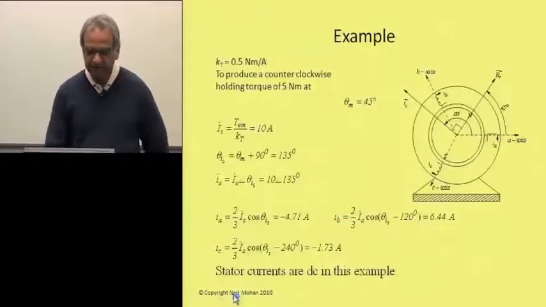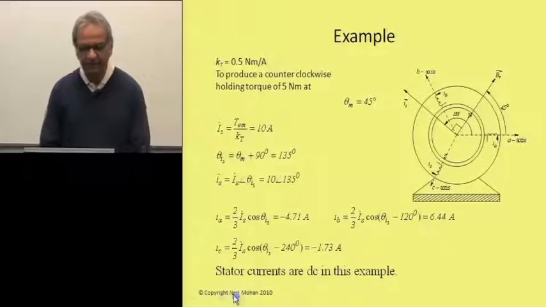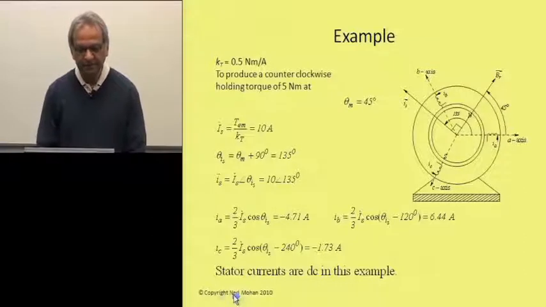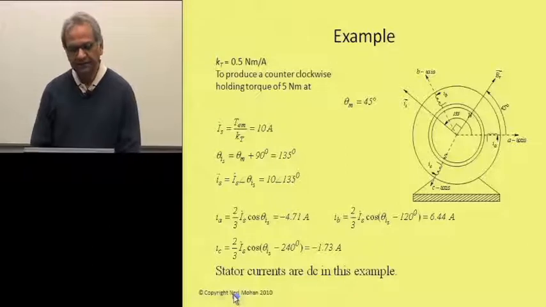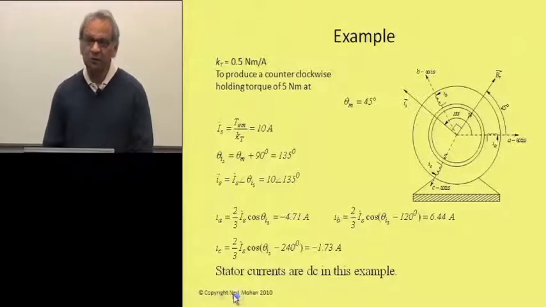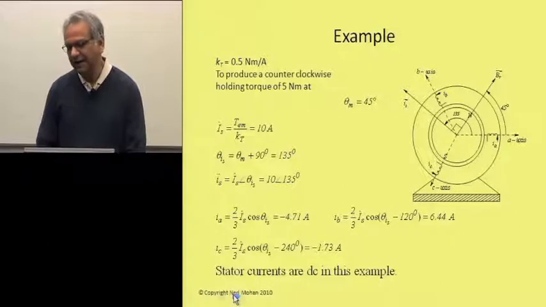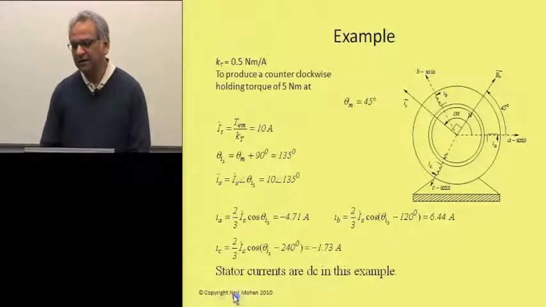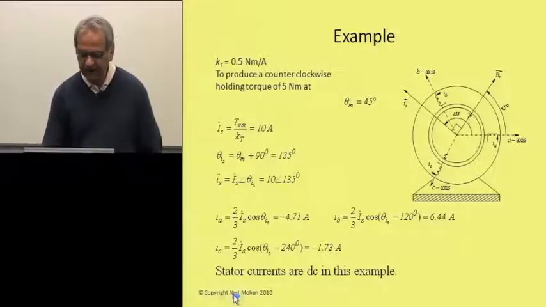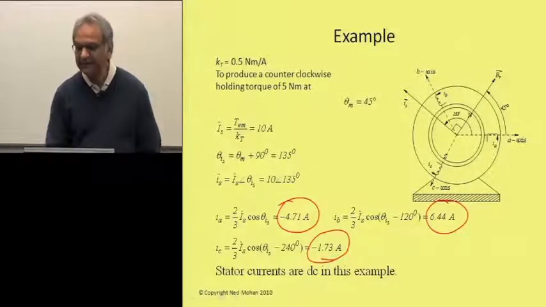This is illustrated by means of a simple example where K sub t is given as 0.5 Newton meters per amp, and in this case, we need to produce a holding torque. That means we need to hold the rotor, for whatever reason, at 45 degrees with respect to the phase A axis. Given that, we can calculate what the currents in phases A, B, and C need to be. They turn out to be as shown in this example, and these are DC currents.